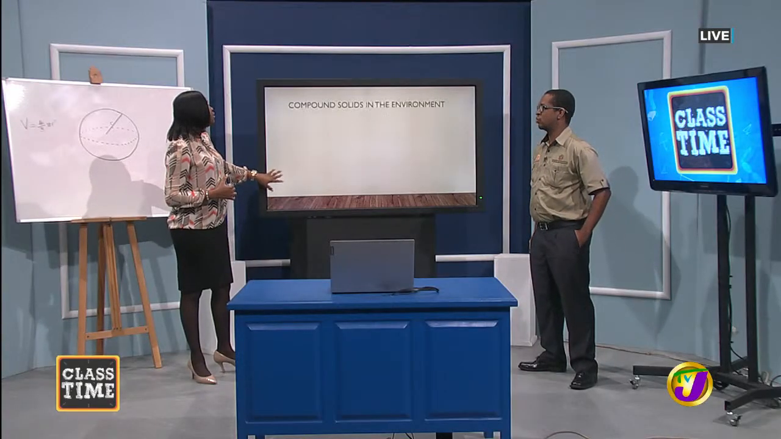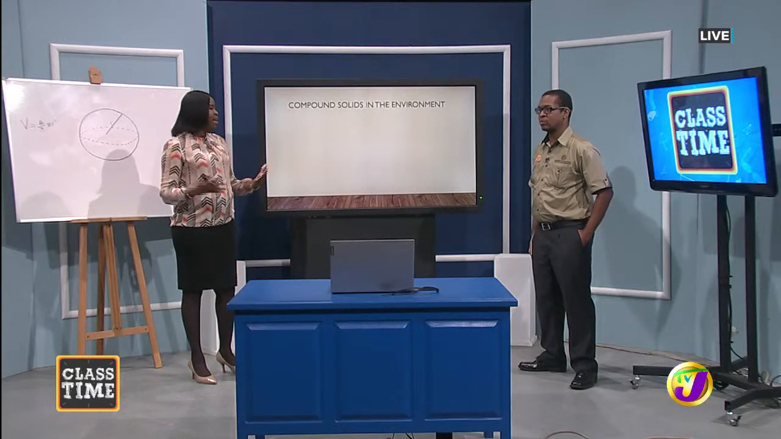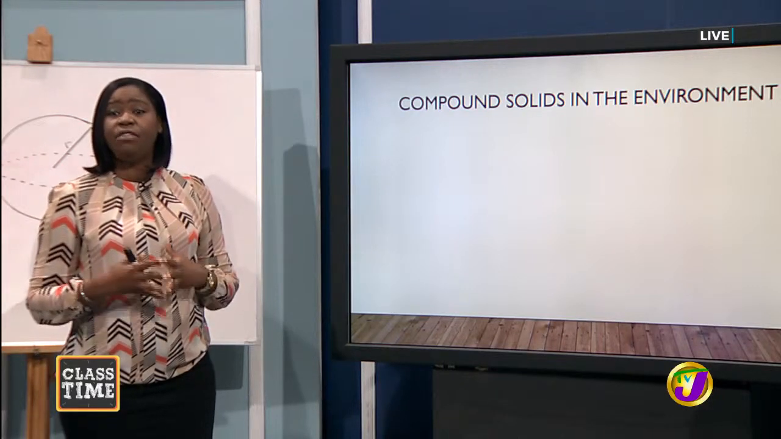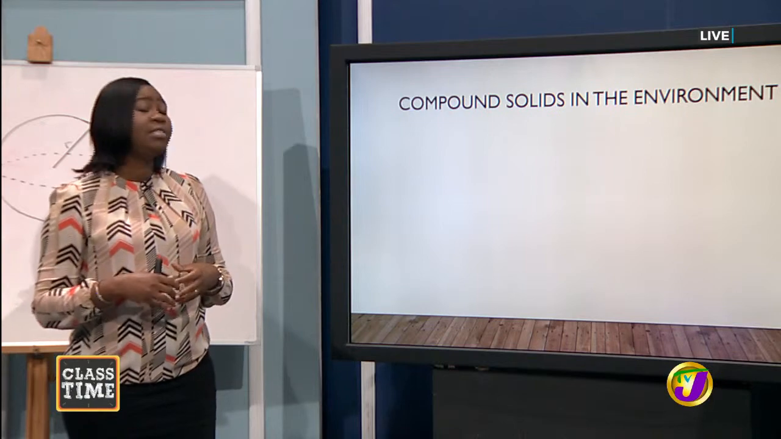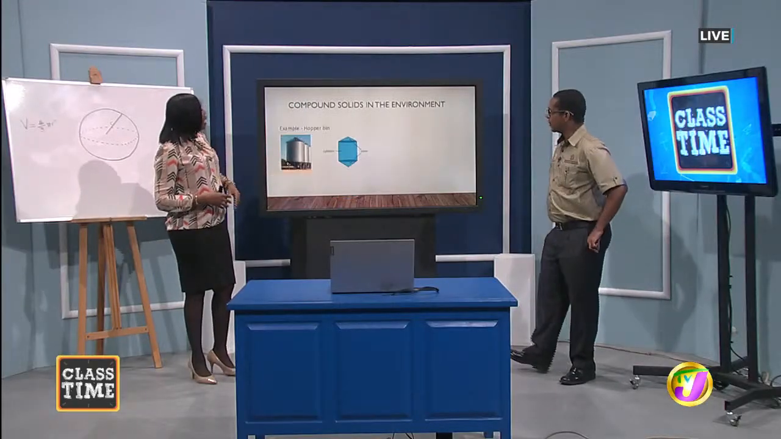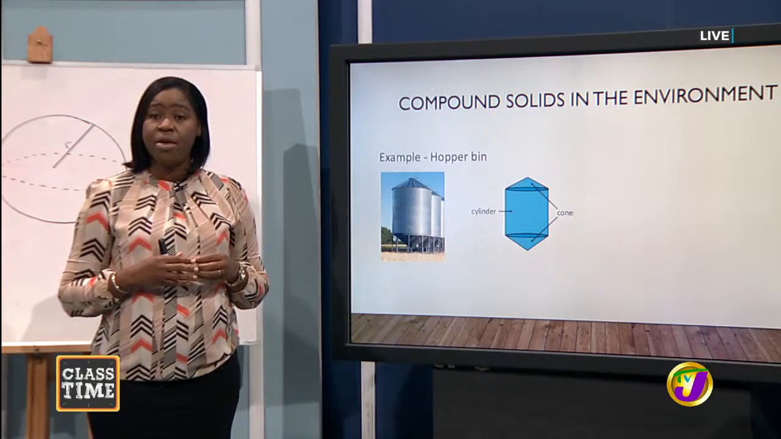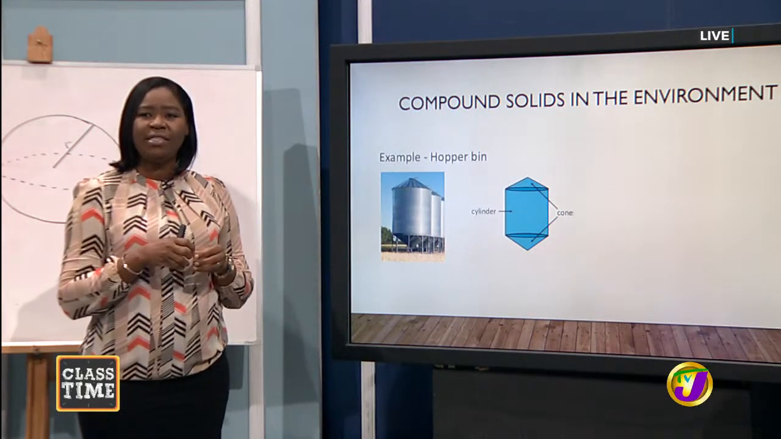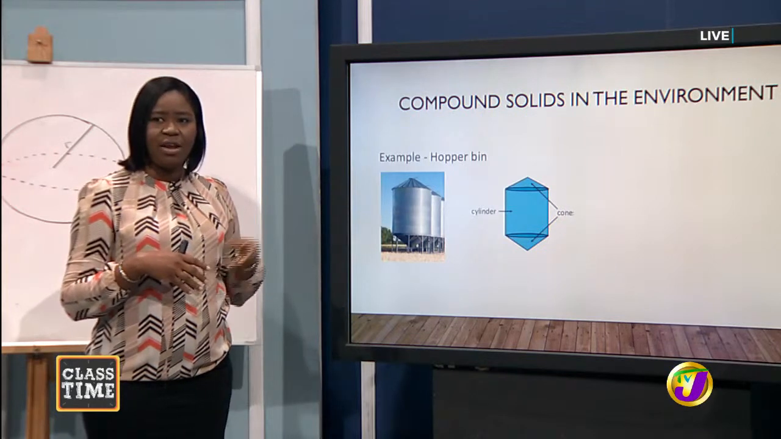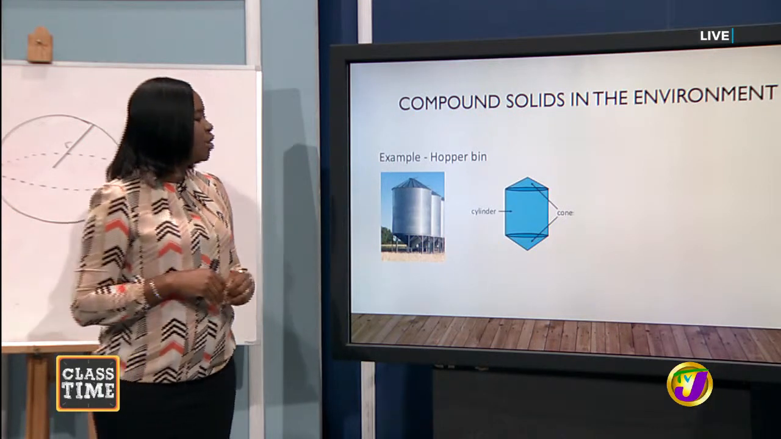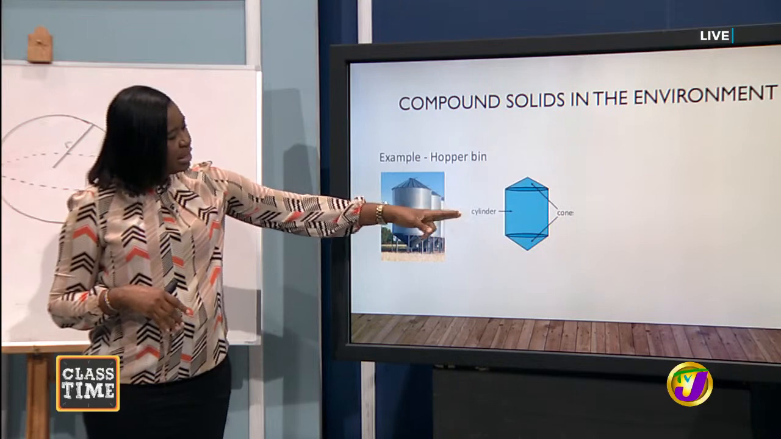They are made up of different parts. Now you have composite solids in the environment around us, and you'd be surprised at how important calculating the volume of these compound solids is to us in everyday life. Take, for example, this hopper bin. This hopper bin is made up of a cylinder and two cones. The shape of the top and the bottom is very important. They store grains in these containers, and having the cones allows for ease of flow of the grains out of the bin.